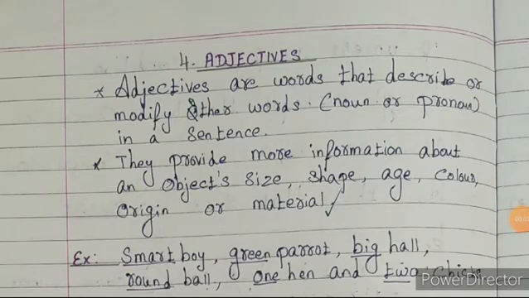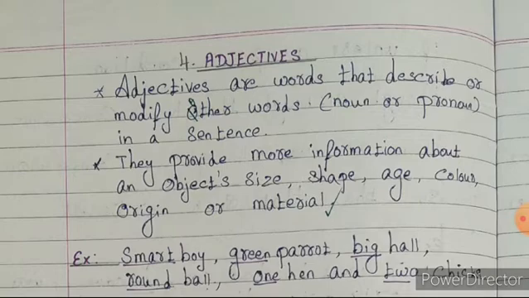Now look at your classwork note, children. We have written the definition in our classwork notebook. Adjectives are words that describe or modify other words, nouns or pronouns, in a sentence. It gives the explanation about a noun or pronoun. We can say in short that it describes a noun. Noun means the name of a person, place, animal or thing. An adjective describes, or we can say modifies, the noun or pronoun in a sentence.